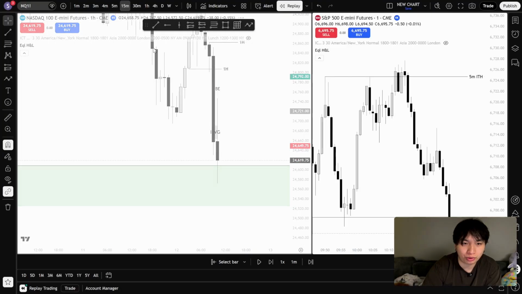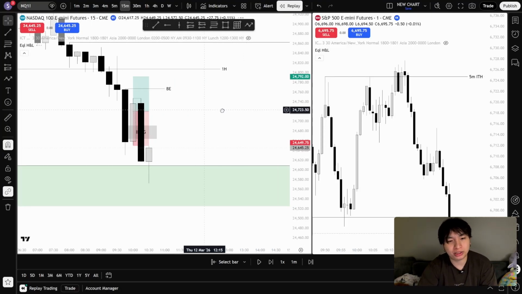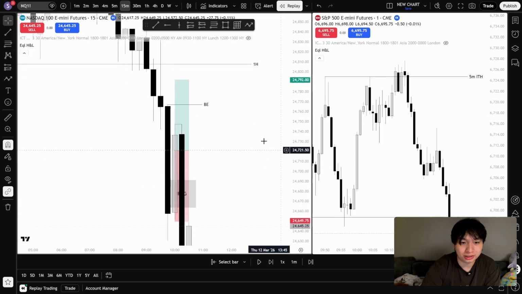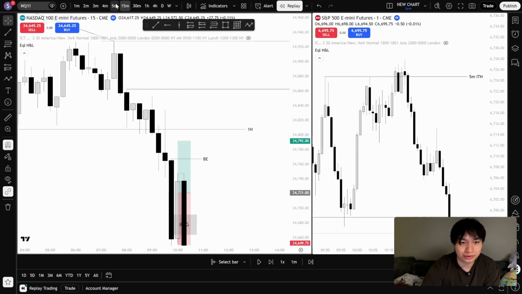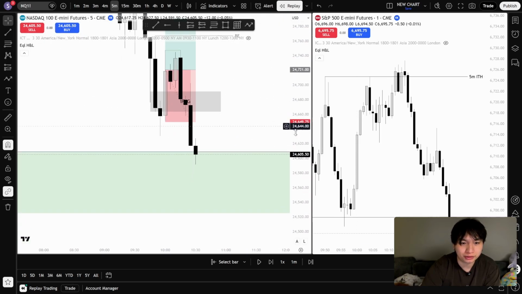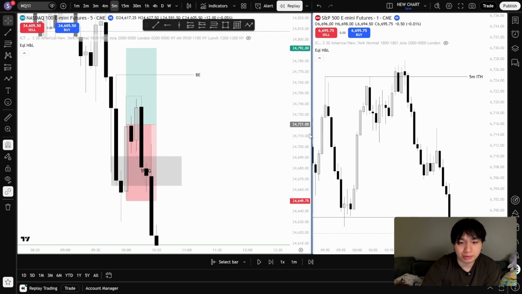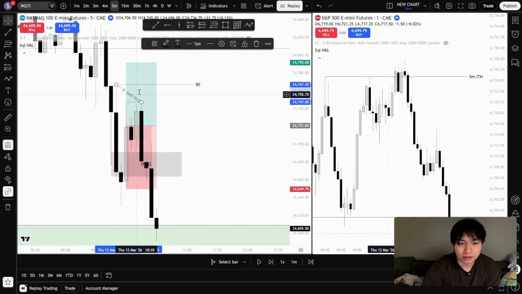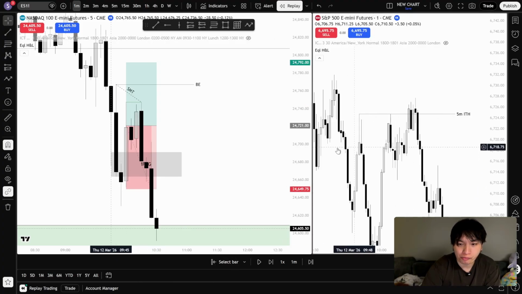Then if we're looking at where we could have traded shorts from, honestly nothing. Not really anything to trade shorts off of. Maybe this SMT could have done something for us, right? Because this SMT with ES, it was here.